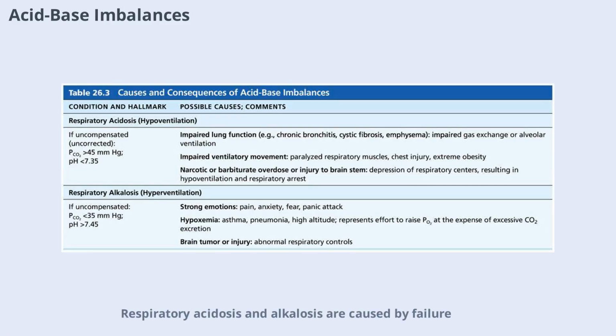Respiratory acidosis and alkalosis are caused by failure of the respiratory system to perform its pH balancing role, with blood PCO2 as the key indicator. Metabolic acidosis and alkalosis are indicated by abnormal bicarbonate levels. Understanding these imbalances is crucial for diagnosing and treating acid-base disorders.